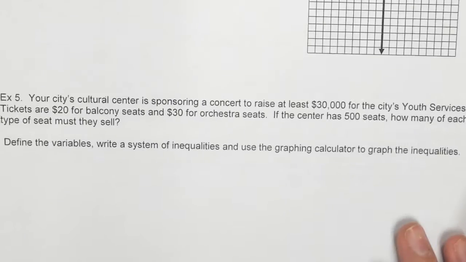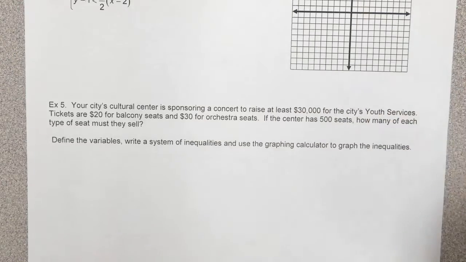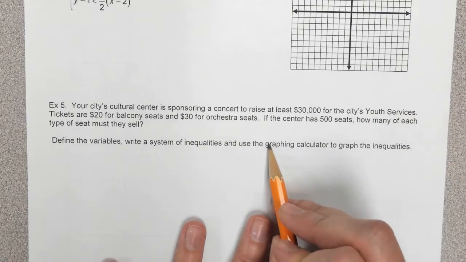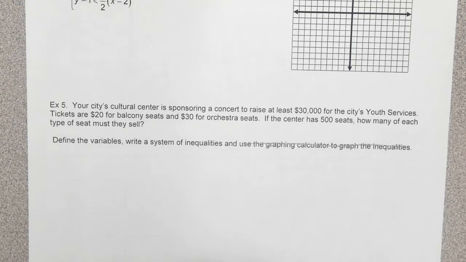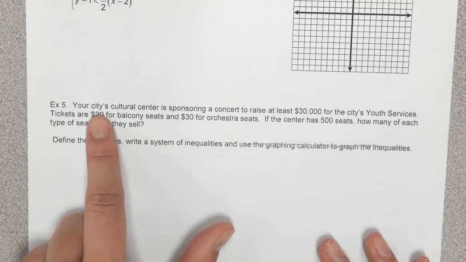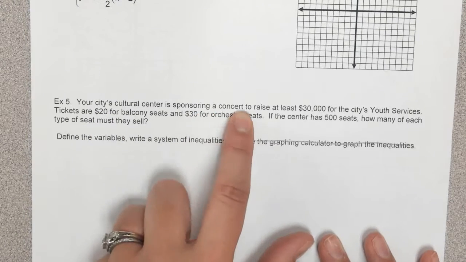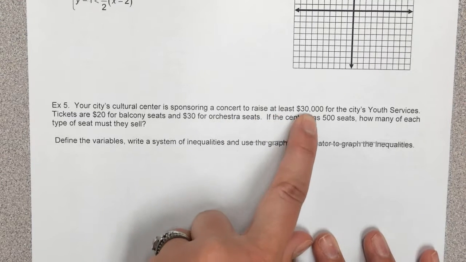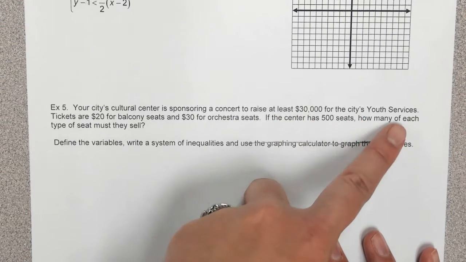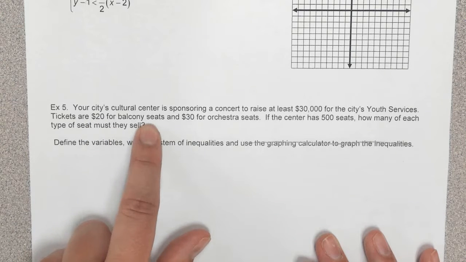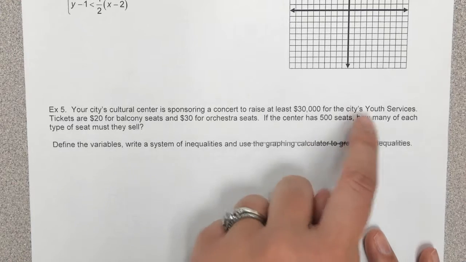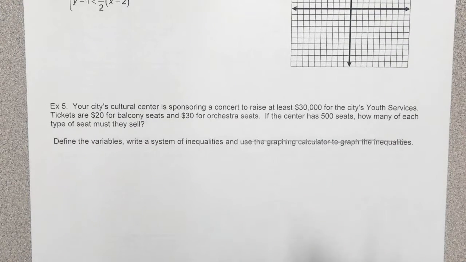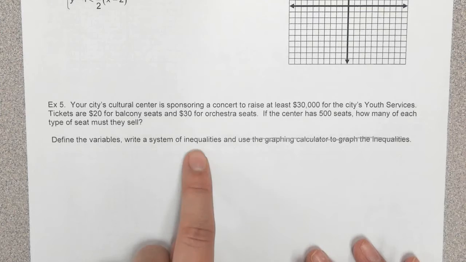All we're going to do here is just write an inequality. We're not going to do the part where we use the graphing calculator. We don't need to do that, okay? So we're not solving it, we're not graphing it, we're just setting it up. It says your city's cultural center is sponsoring a concert to raise at least $30,000 for the city's youth services. Tickets are $20 for balcony seats and $30 for orchestra seats. If the center has 500 seats, how many of each type of seat must they sell? Define the variables and write a system.